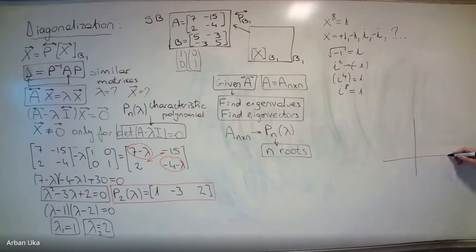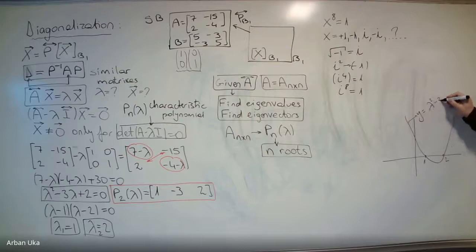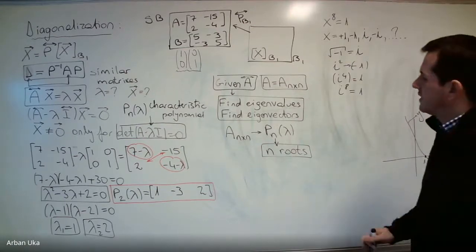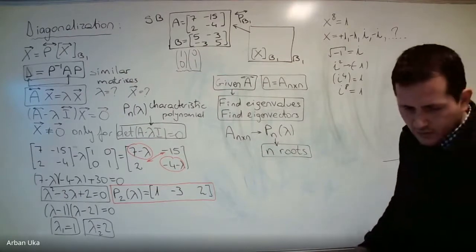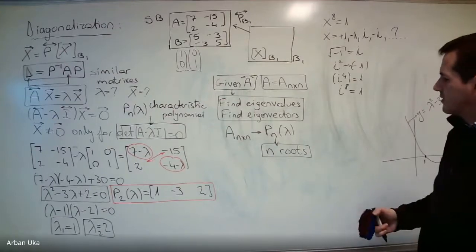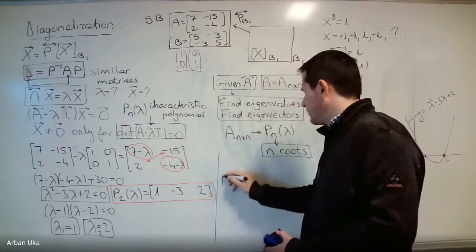So we know that here we have one root which is 1, and one root which is 2. So we expect the graph of y equals lambda squared minus 3 lambda plus 2, and the intersection here will provide the two roots that we just found. Now, for each lambda that we find, we also have to identify the eigenvector. So we start doing this step by step.